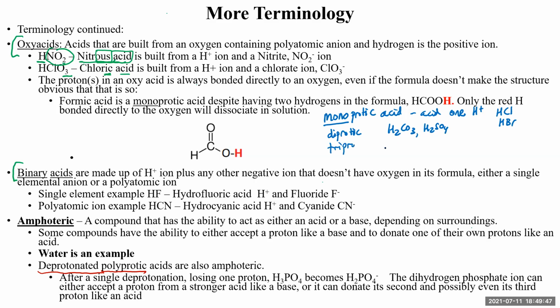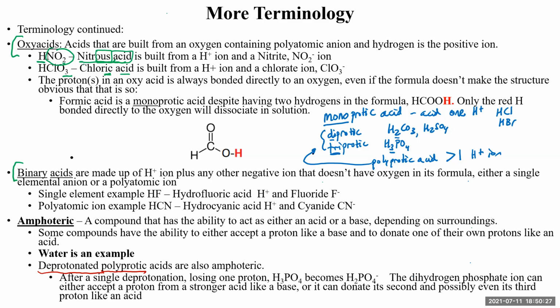Triprotic acid, there aren't too many of those. Phosphoric acid, for example, is triprotic. Di means two hydrogens, tri means three hydrogens. So phosphoric acid, phosphorus acid, etc. These are triprotic. Or another word is polyprotic. Polyprotic acids are just acids with more than one hydrogen ion. That's all they are. So a diprotic or a triprotic acid is a polyprotic acid.